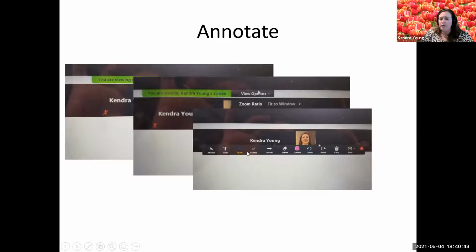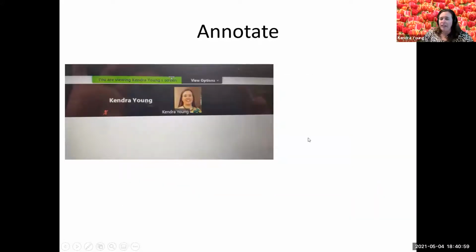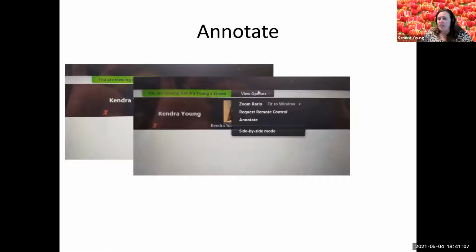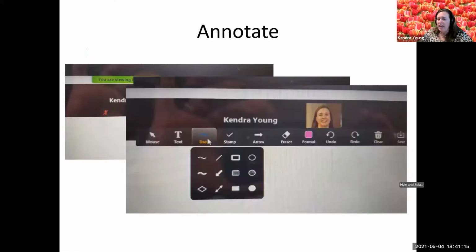And what we're going to be using is the Draw. So you click on Draw, and you can change your color to whatever you like by picking it under Format. Okay, so let me go back. You're going to go to View Options on your screen, click on View Options, scroll down to Annotate, and then from Annotate, you'll see this come up. Then you're going to click on Draw, and you can change your colors under Format.